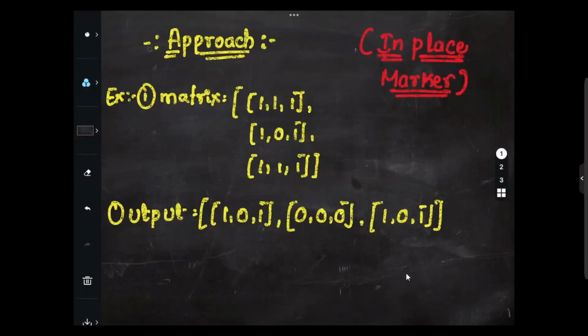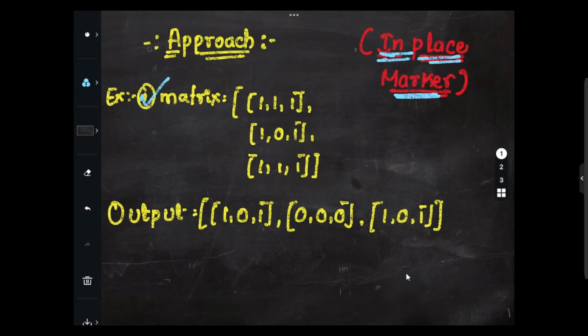The first thing that we need to note down here is we'll be going with the in-place marking approach. Why are we going with in-place marking here? Because we just have to modify in place. We shouldn't be considering an extra result array or something like that. So we'll be going with the in-place marker.